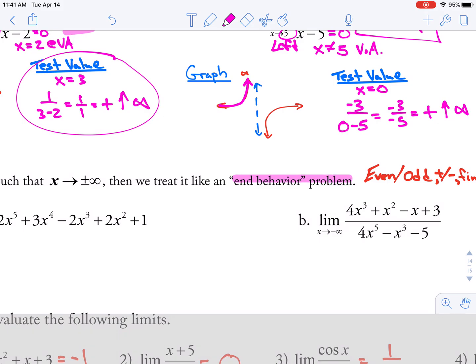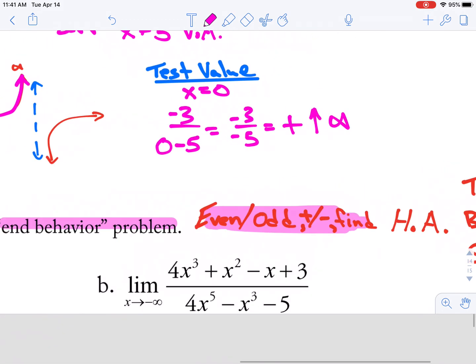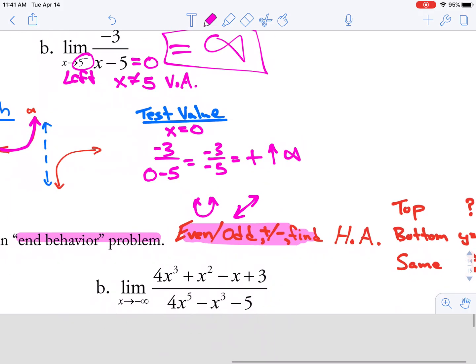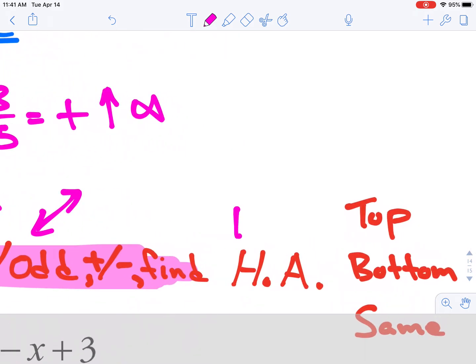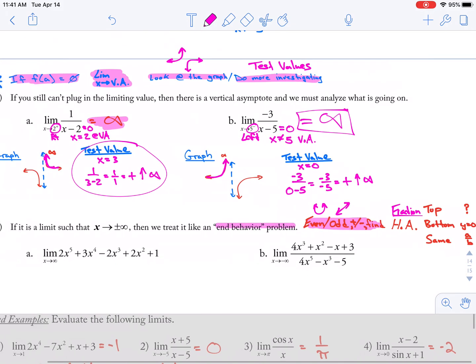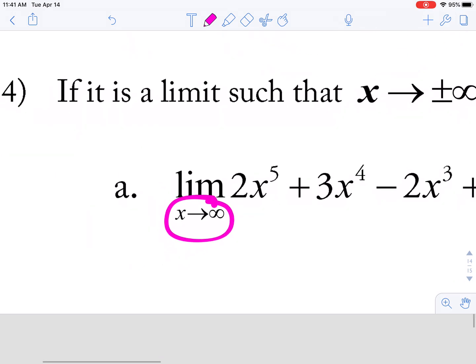Now when we talk about end behavior, we're talking about, is it an even or odd function, and is it positive or negative? Remember, even functions both go up or down. Odd functions, one goes up, one goes down, like that here from our end behavior quiz and worksheets. Or if it's a fraction, then we're talking about our horizontal asymptotes. So here's 2 examples. Since it says x is going to infinity, we're talking end behavior.